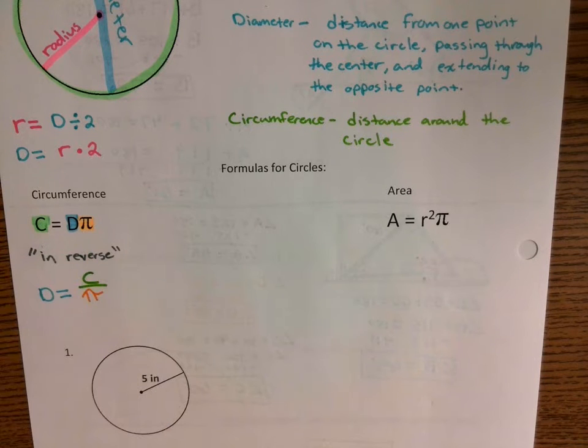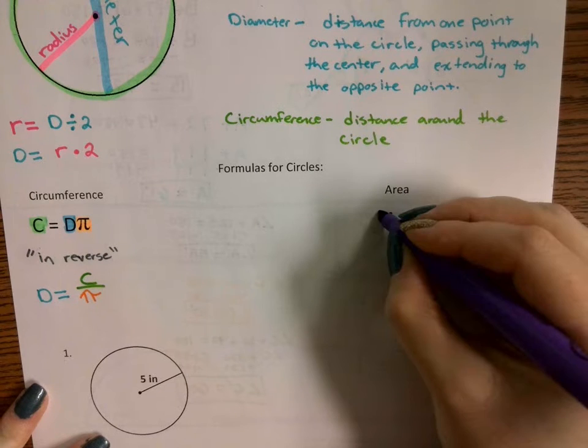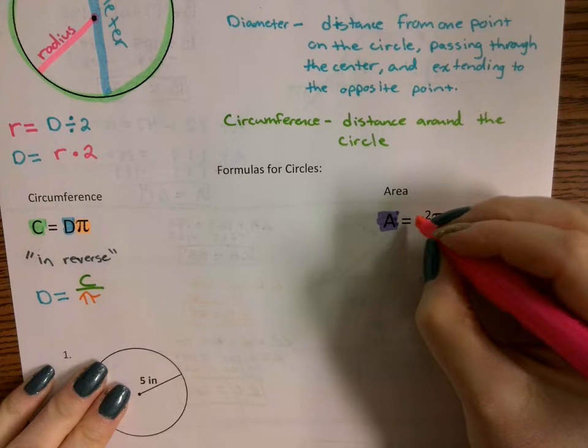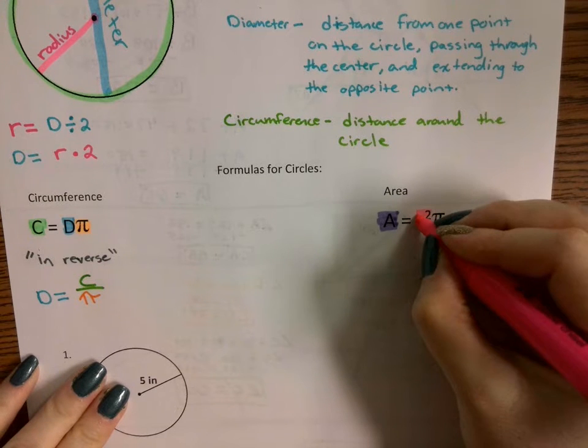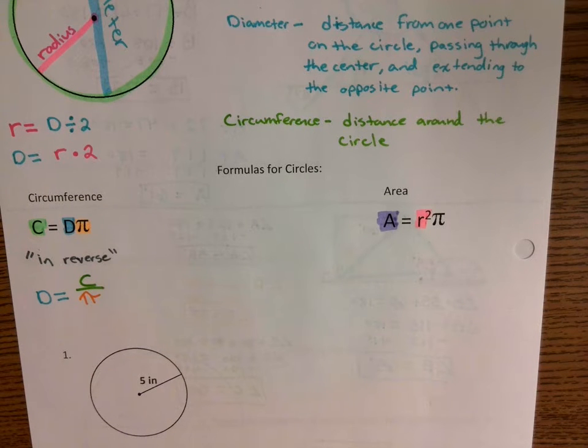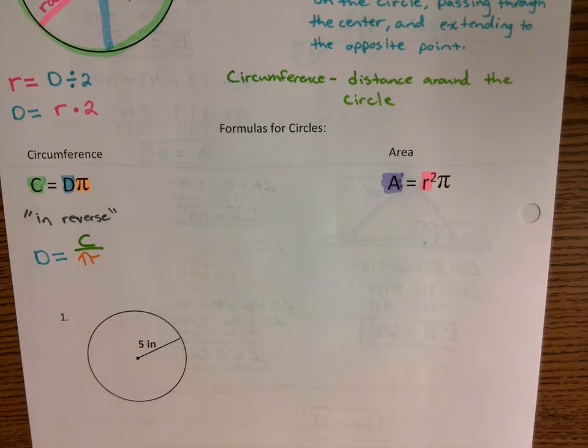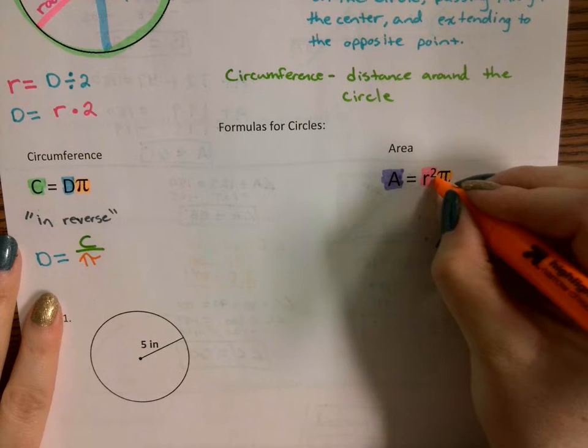With area, the area formula. Area is found by taking the radius and squaring it. That's not the same thing as radius times 2, because again, radius times 2 is just the diameter. You are taking radius and raising it to the second power, which means you're doing radius times radius and then multiplying it by pi.